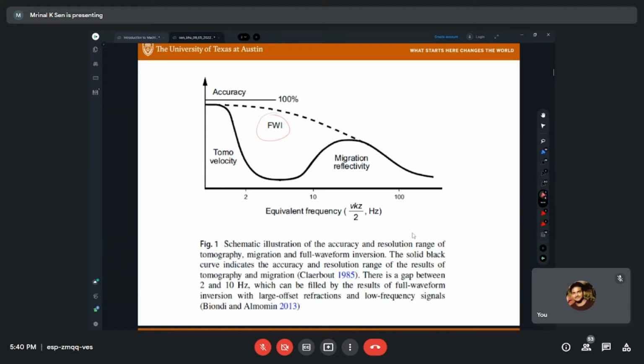So this is a very nice picture. Tomography gives you low frequencies, low wave numbers. Migration velocities, or reflectivity, can give you velocities in the seismic frequency range, amplitude that is sensitive to amplitude. On the other hand, FWI, the hope is that it will fill up the gaps. In that case, we are hoping to get a complete description of the seismic wave velocity, because tomography and migration velocity are contained in FWI.